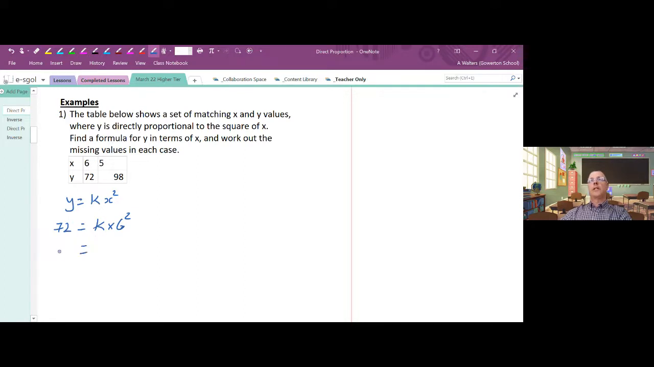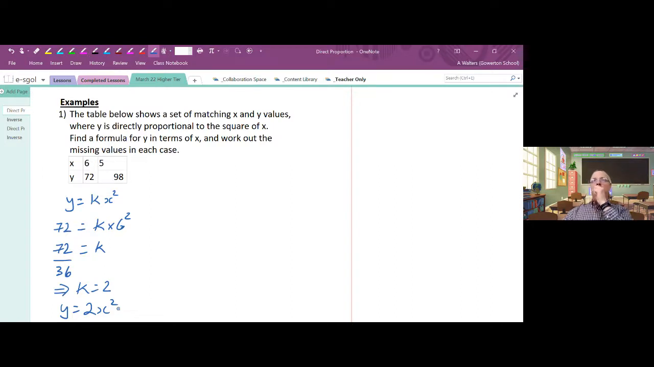I'll take my time on the first one. 6 squared is 36, so multiplying by 36 on the right, divide by 36 on the left. You've got a value for k, so therefore, it implies that k is equal to 2. Okay. Now, what we do then is write down y equals whatever I worked out k to be. So I'll replace k with 2, giving 2x squared. I don't need to put the times in. And that's the first part, normally 3 marks, as you'll see in the questions further on.